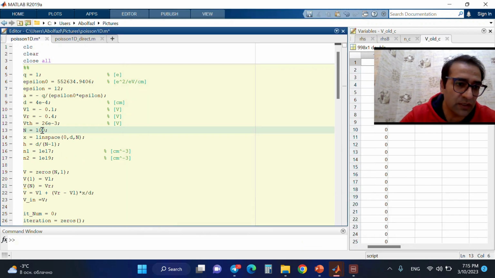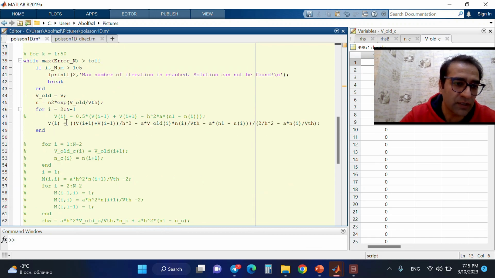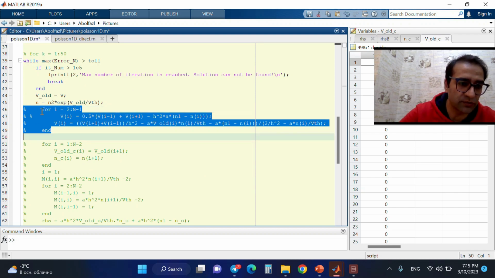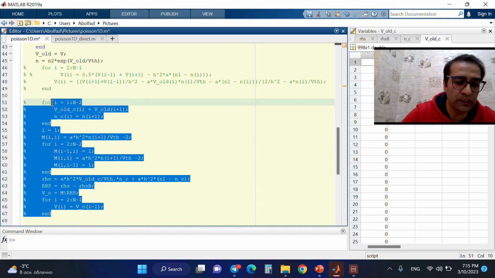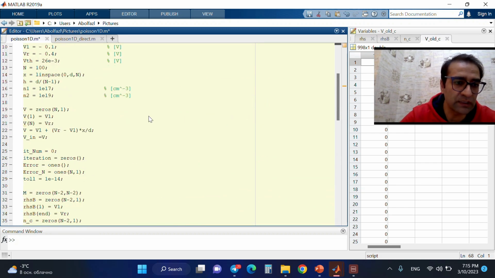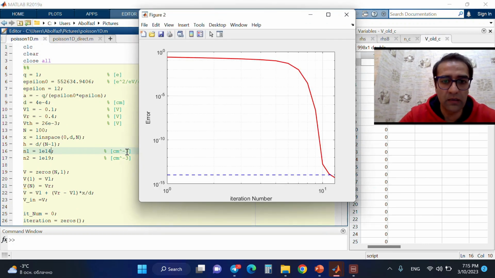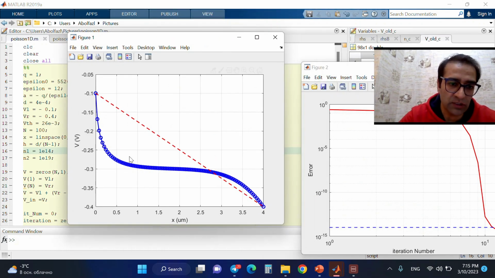But what if I try this new guess for direct calculation? I disable this one-by-one calculation with Control R and enable all of the commands for direct calculation with Control T. I'm changing from 1E17 to 1E14 and press F5. We have convergence of the problem. Yeah, this is the initial guess, this is the potential.